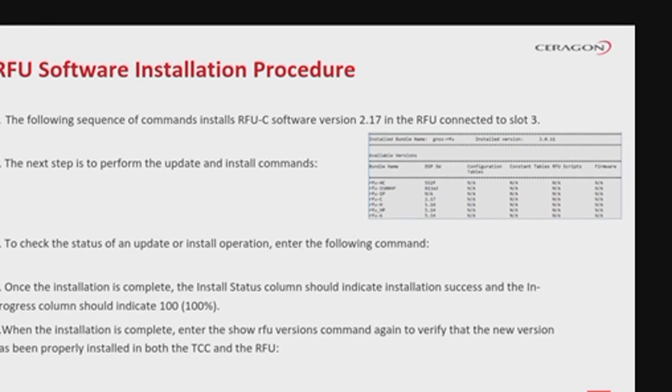3. To check the status of an update or install operation, enter the following command: Platform, Software, Show, RFU, Status. 4. Once the installation is complete, the Install Status column should indicate installation success and the In Progress column should indicate 100, which is 100%. 5. When the installation is complete, check again that the new version was properly installed in both the TCC and the RFU.